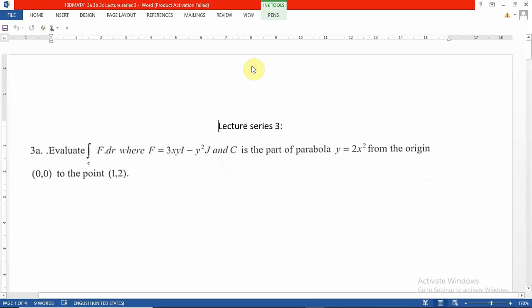Hello students, today I am here to solve the next questions, that is 3A, 3B and 3C. So this is our lecture series 3. Today again I am going to use the integration formulas and we are going to solve very simple problems: Stokes theorem, Gauss divergence theorem and line integral.